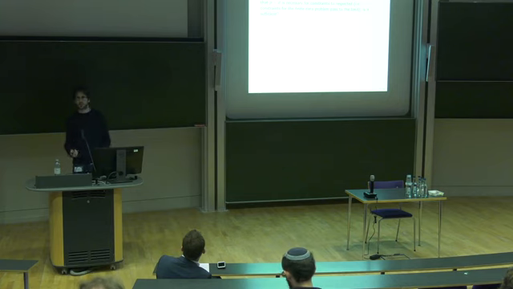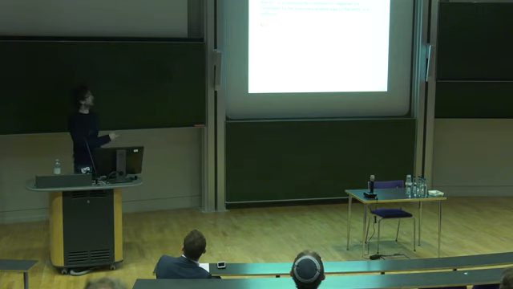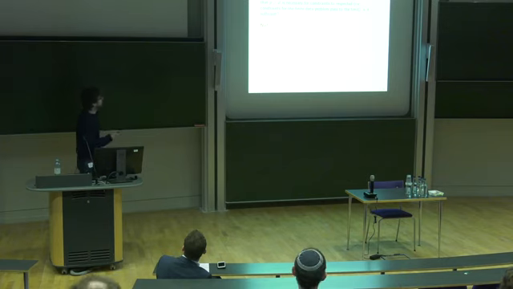Okay, and then the natural question is, is this all we need? The answer to that is no. Okay, so I just want to emphasize this is where the number of constraints is going to be fixed. So this capital N is finite, and we're taking this little n off to infinity. Okay, so why is this condition P greater than D not enough?